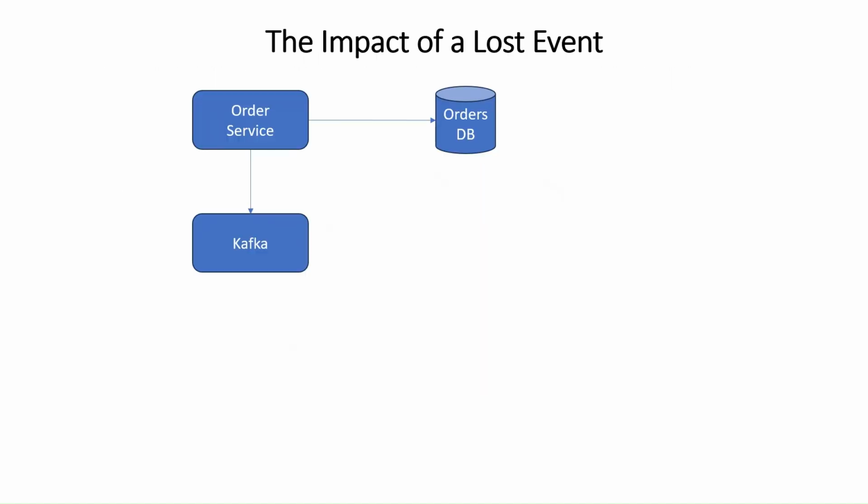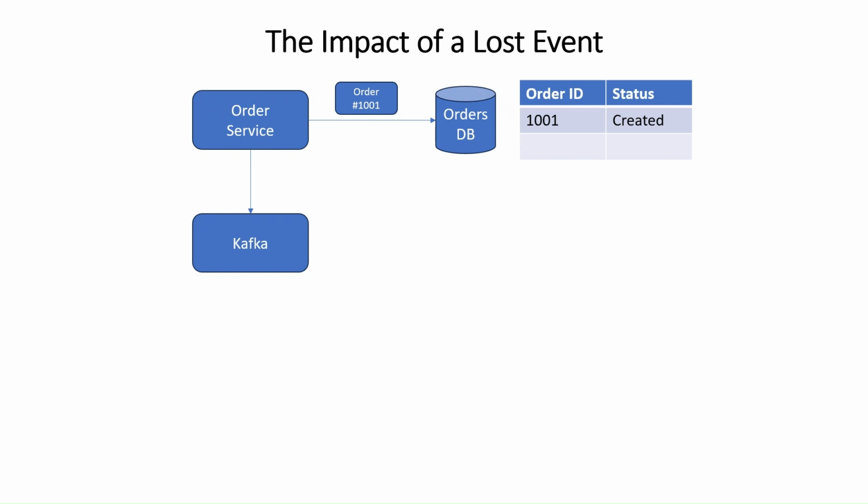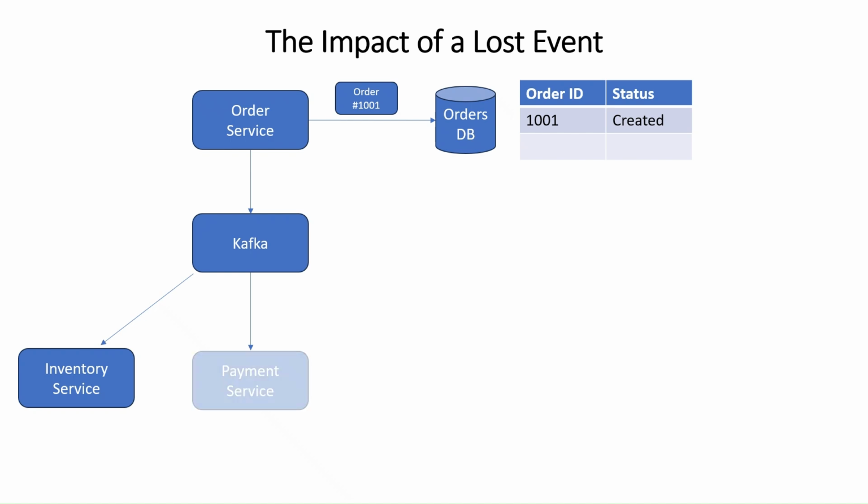Let's understand the impact of this failure. Order service stores the order in the orders database, but order service has not published the message to Kafka. Since Kafka never received the order created event, none of the downstream services know that a new order has been created.